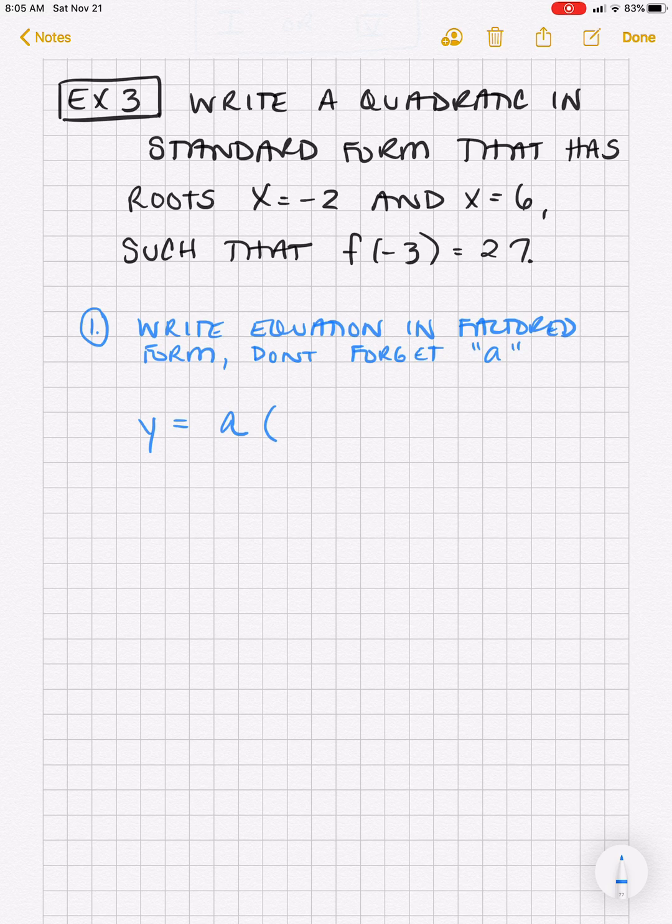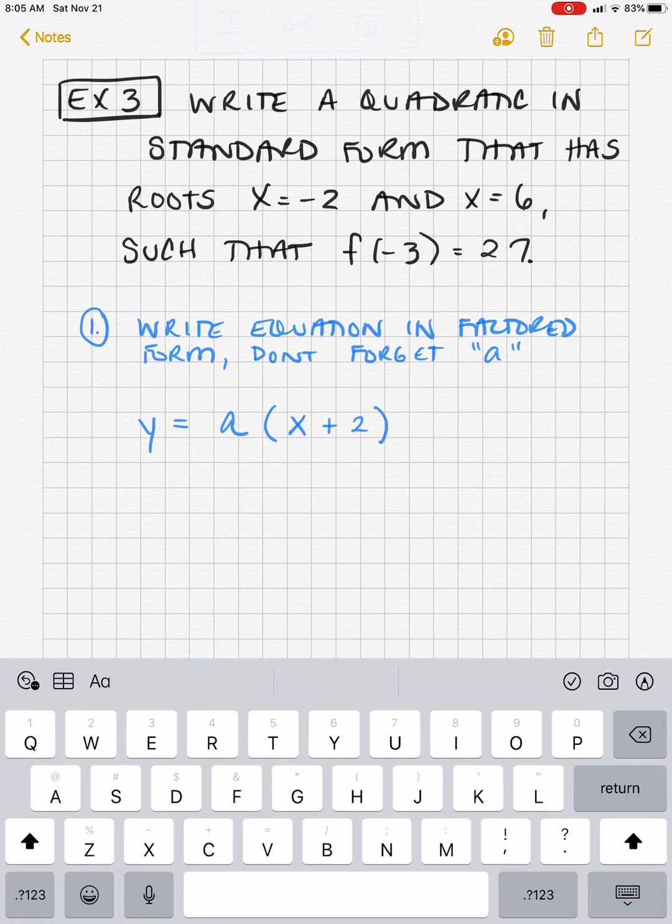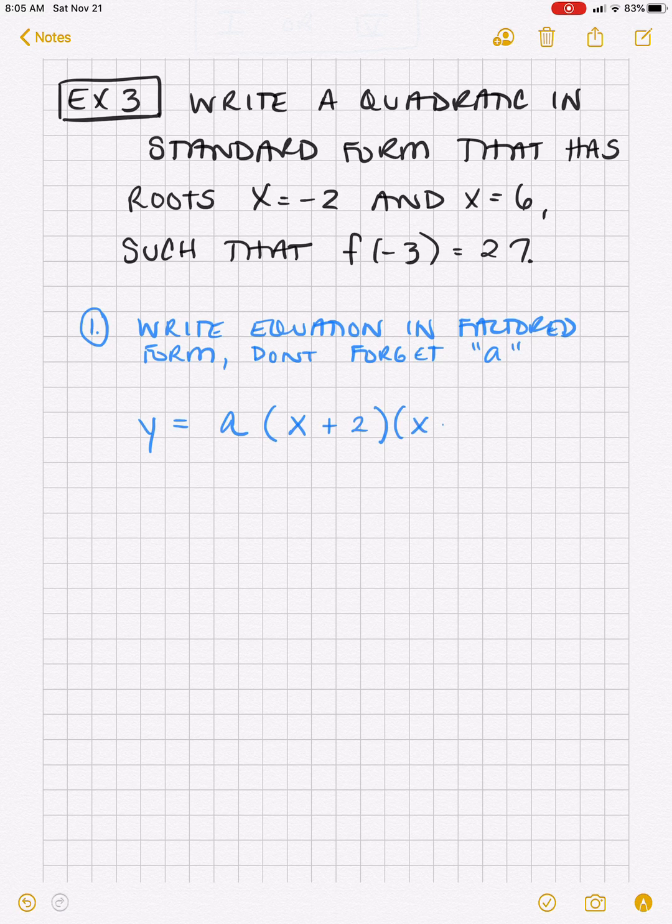So if the root is x equals -2, then that's going to be the factor x plus 2. And if the root is x equals 6, then that's going to be represented by the factor x minus 6. Okay, remember again that there's this element of when we're using parentheses that it's always the opposite.